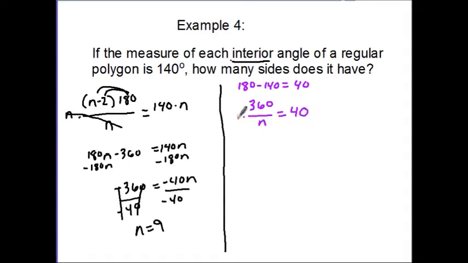Can't have it on the bottom, so times it to both sides. We have 360 equals 40n. Divide both sides by 40. And the number of sides, once again, is going to give us 9. Whichever way works best for you, that's what we're going to do. Again, me personally, I like dealing with those exterior angles.